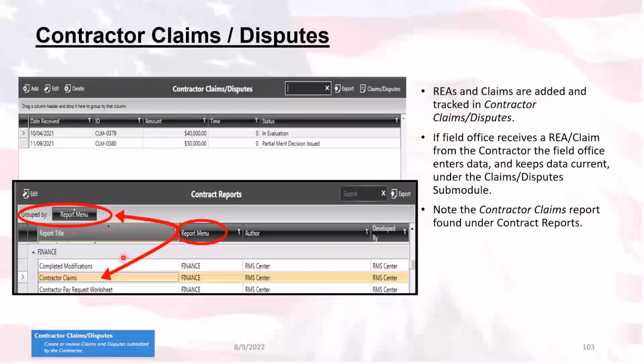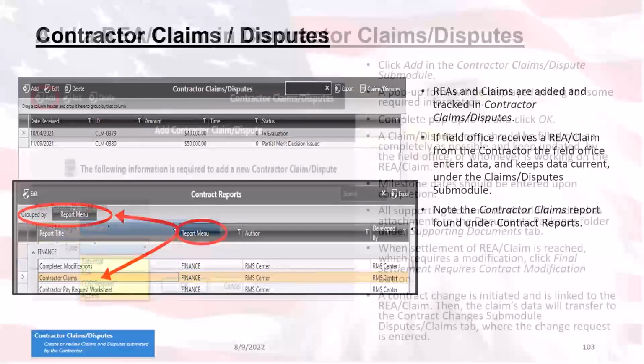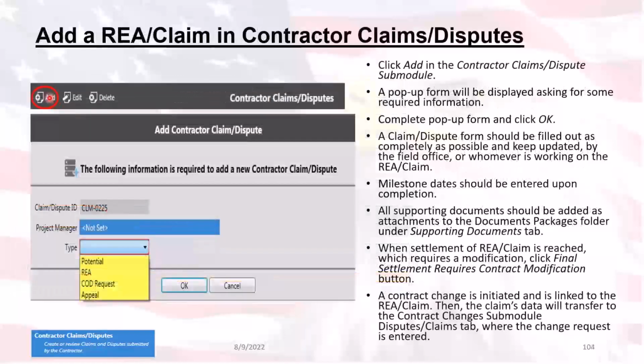Okay, so from the contractor claims and disputes, we're going on to the add. So you're going to click on the add button to add a new claim or dispute. The ID is not editable. You cannot change this one. You, however, can select your project manager. You can set the type, and then once that's done, you'll go ahead and click OK. And as you can see, there's some more information about some of that stuff over here.